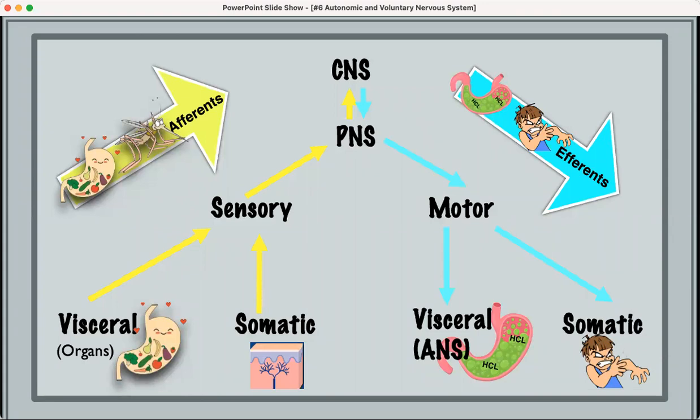So this is an image showing it, putting it all together. Afferents are what you feel, either consciously or unconsciously, and efferents are what you do about it, either consciously or unconsciously. So the visceral are part of the ANS, short for the autonomic nervous system.